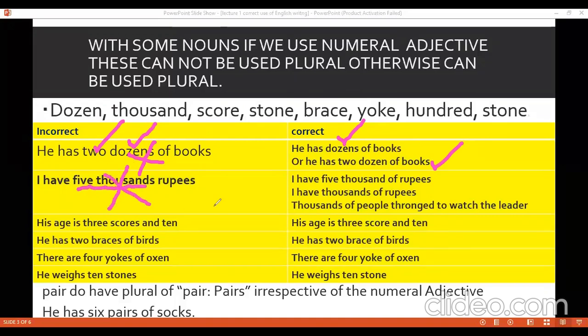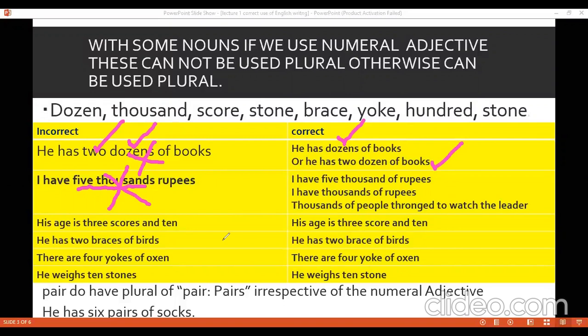I have 5,000 rupees. Again, 5 and 1,000, it should be: I have 5,000 rupees. Or, I have thousands of rupees, without numeral adjective. Thousands of people throng to watch the leader. We use thousands as plural with s, but as there is no numeral adjective, we are allowed grammatically to use plural if there is no numeral adjective with these words.